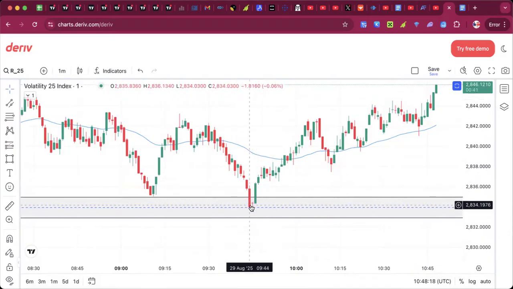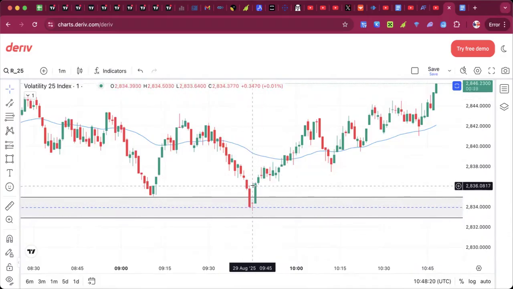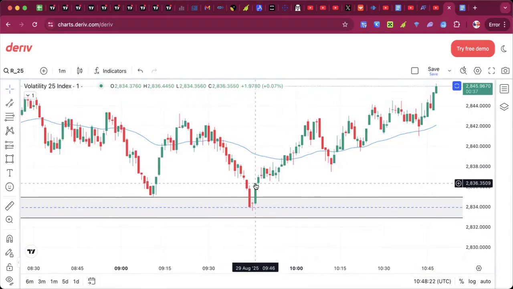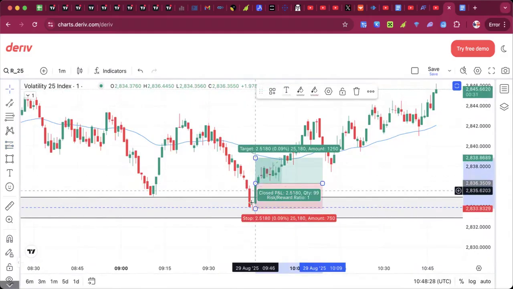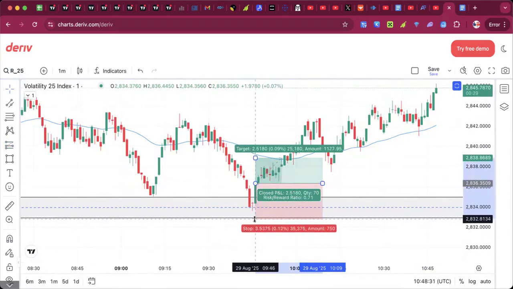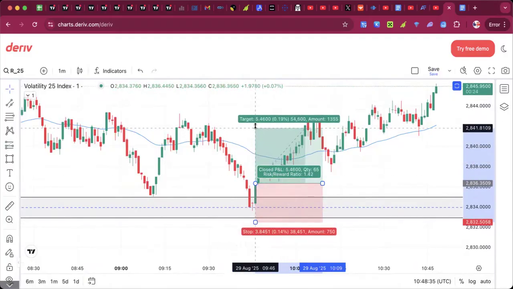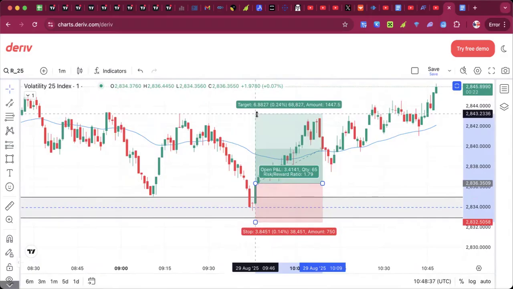So probably after this is not your entry. Your entry is after this engulfing candle. That's to say you are scalping and going long after this candle closes. Then your stop loss is below this range. Now your risk reward ratio is 1:2.